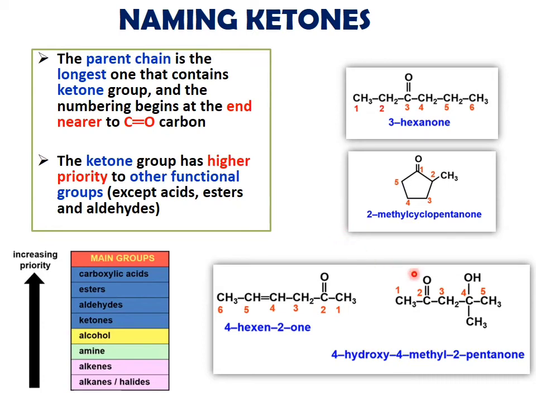Next, we have alcohol here with ketone. So look at this table, ketone has higher priority than alcohol. So that's why ketone will be our parent chain. So here we have 4-hydroxy-4-methyl-2-pentanone. Okay guys?